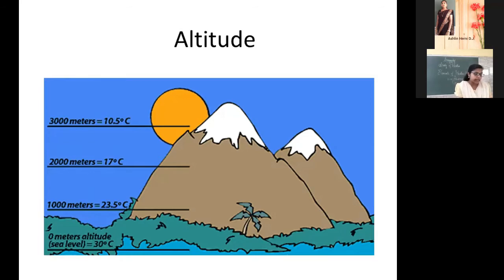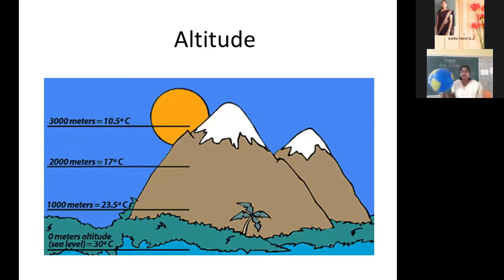Next, leave the next line. Underline: as one moves away from the equator, the sun's rays become increasingly slender and are therefore weaker. Next, the important line: the temperature decreases with increasing latitude. The temperature is higher close to the equator and near the tropics, but it decreases as one goes forward.